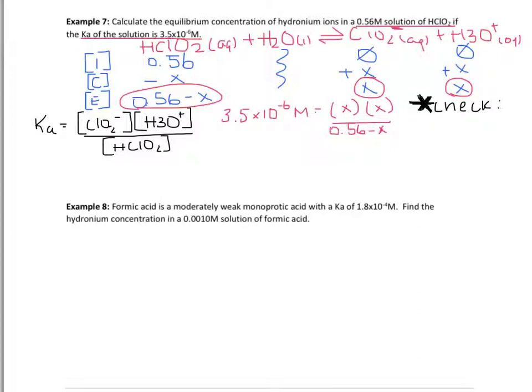So our check is our initial concentration over our Ka. Our initial concentration here is 0.56. Our Ka is 3.5 times 10 to the negative 6. So we do that out on our calculator, and it comes out to be much greater than 500. And when it comes out to be much greater than 500, this makes us super happy because we do not need to use the quadratic formula. So again, when it comes out to be greater than 500, it means that the X in the denominator is negligible.